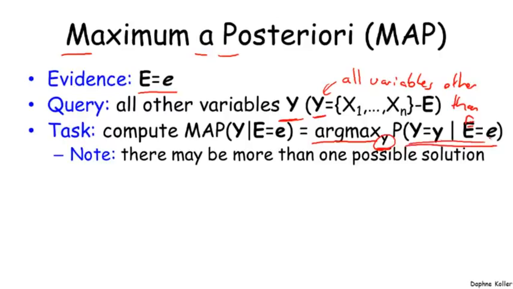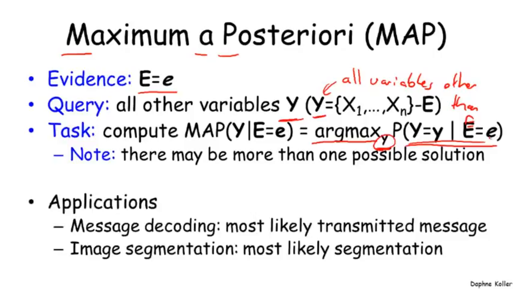Now, note that in some cases this maximizing value might not be unique. That is, there might be several different assignments, say y1 and y2, that give the exact same probability, and so the MAP is not necessarily a unique assignment. This has many applications, some of which we've discussed before.